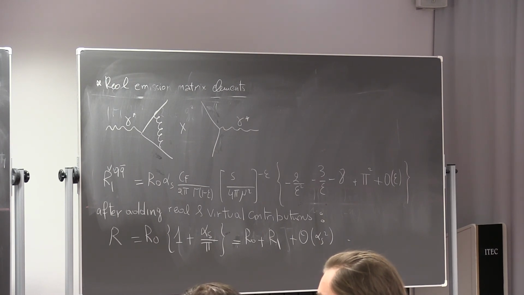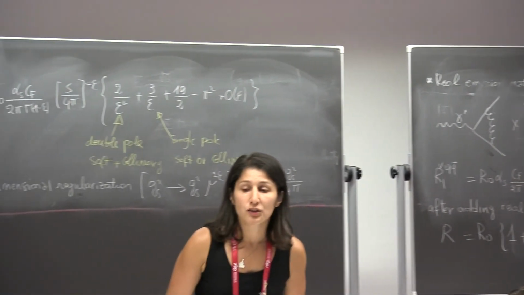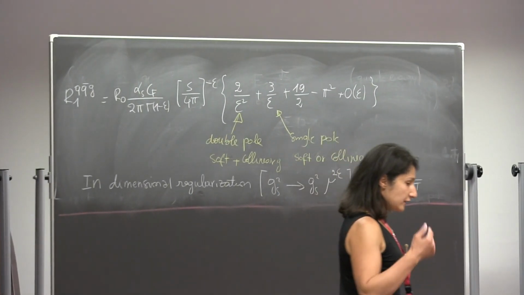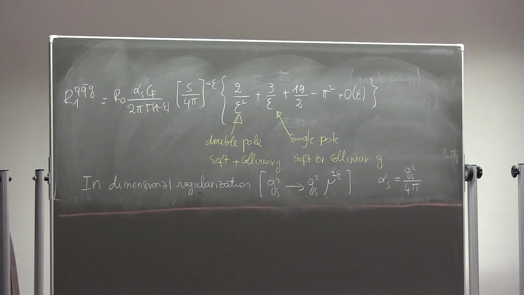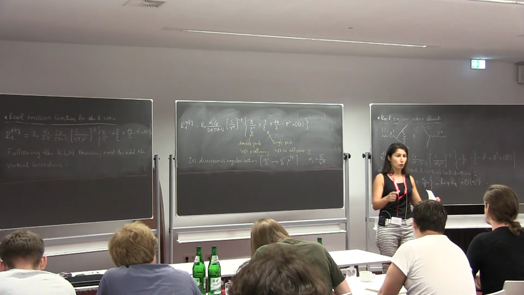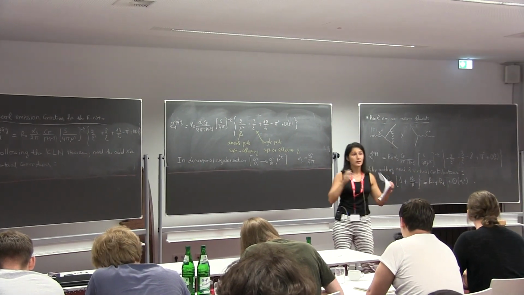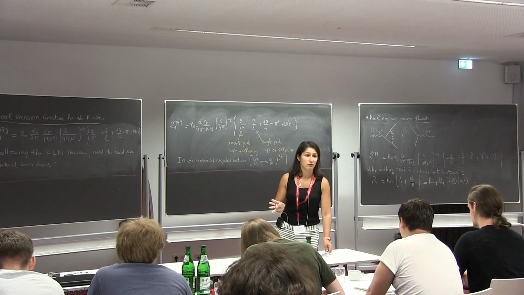How do I know whether my quantity is infrared safe or not? Or whether I can use the theory? So your quantity is infrared safe if it's not affected by the emission of a soft or a collinear radiation. If the observable does not get changed when you emit a soft or a collinear radiation, then it's infrared safe. For example, the multiplicity of gluons is not infrared safe.